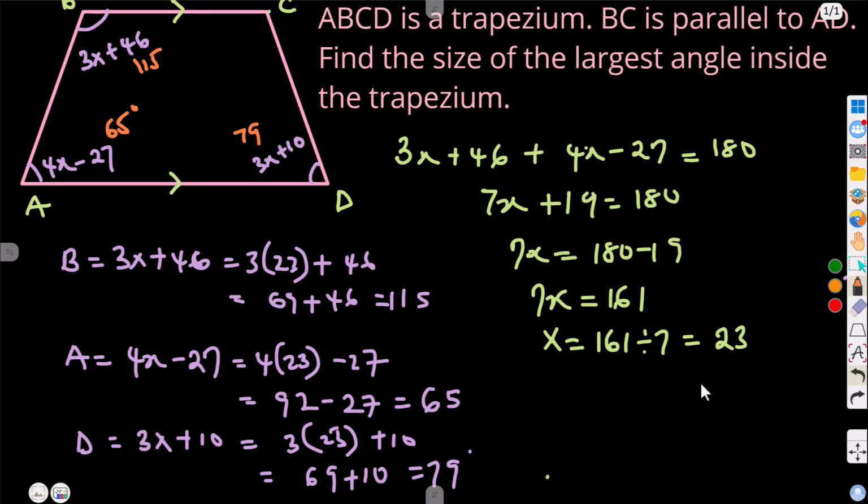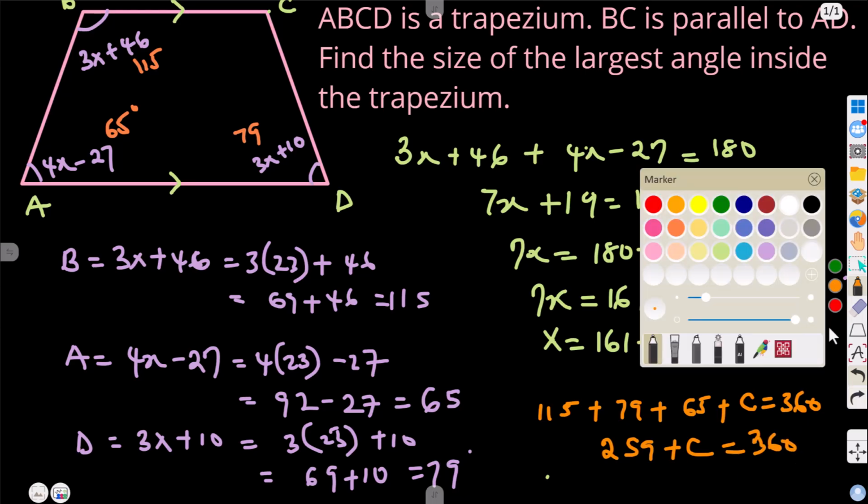One way you can find angle C, because this is a quadrilateral, is that all the 4 angles add up to 360 degrees. So this is what you're going to do. You will be adding 115 plus 79 plus 65, plus angle C equals 360. If you add up these 3 values, 115 plus 79 plus 65, you will get 259, plus C equals 360.